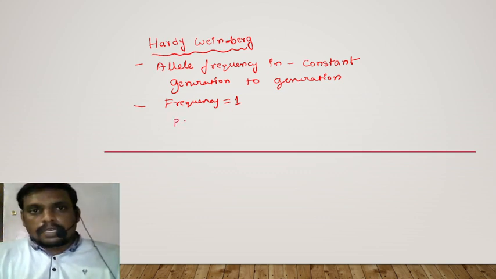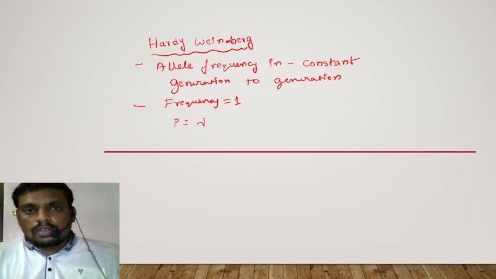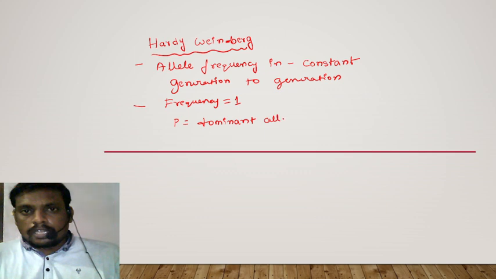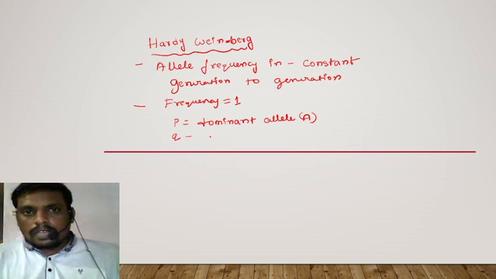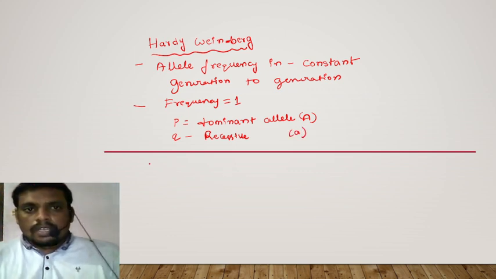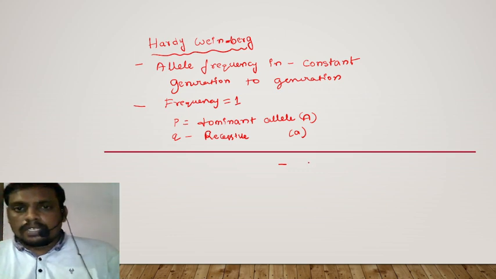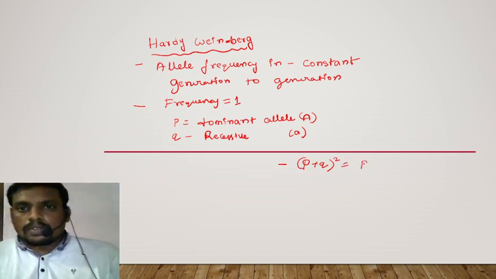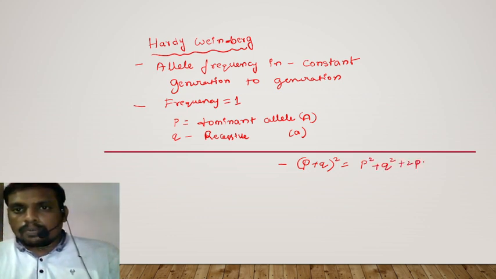Let us take p, which is a dominant allele type. The dominant allele can be shown by P, whereas a recessive allele can be shown by small a. If you take the Hardy-Weinberg principle, (p plus q) whole square, what is that? (p plus q) whole square is p square plus q square plus 2pq.